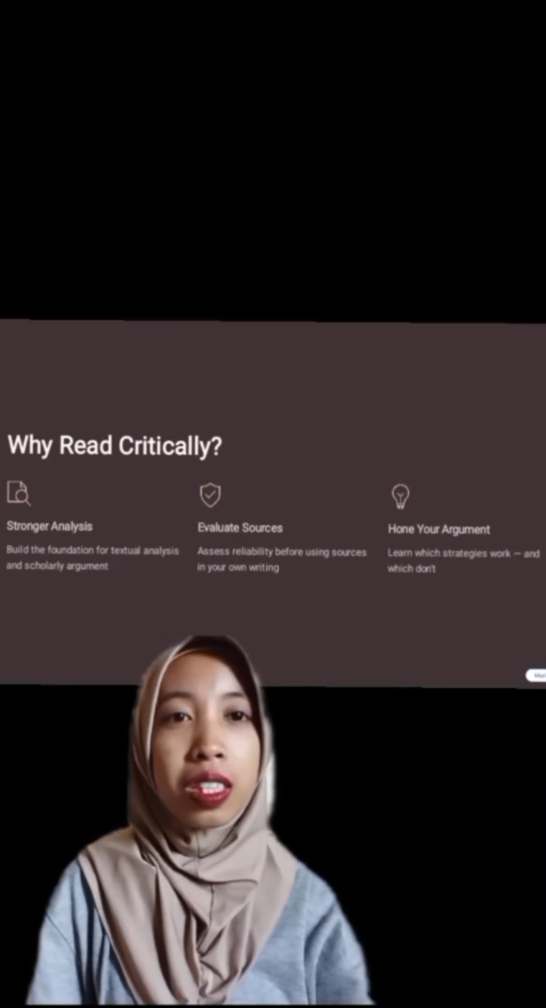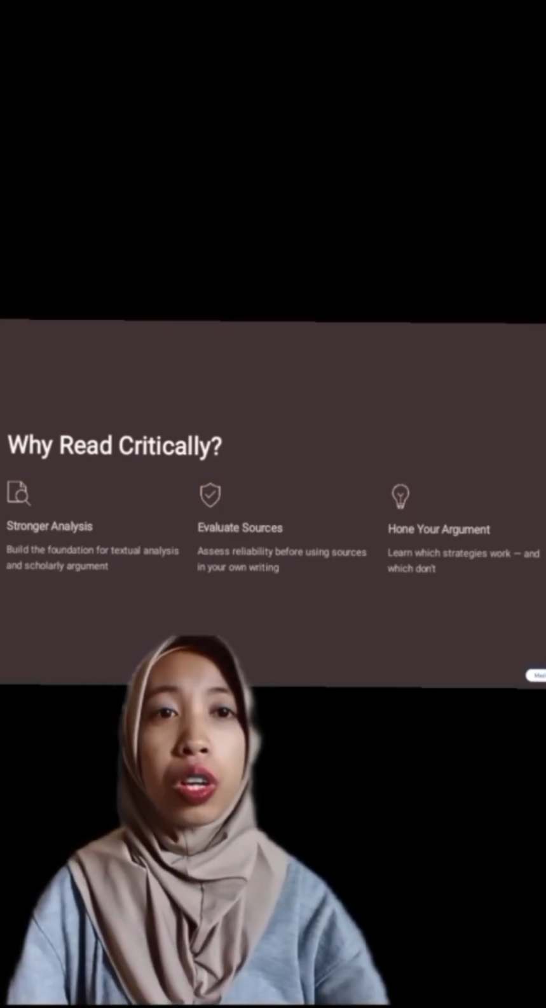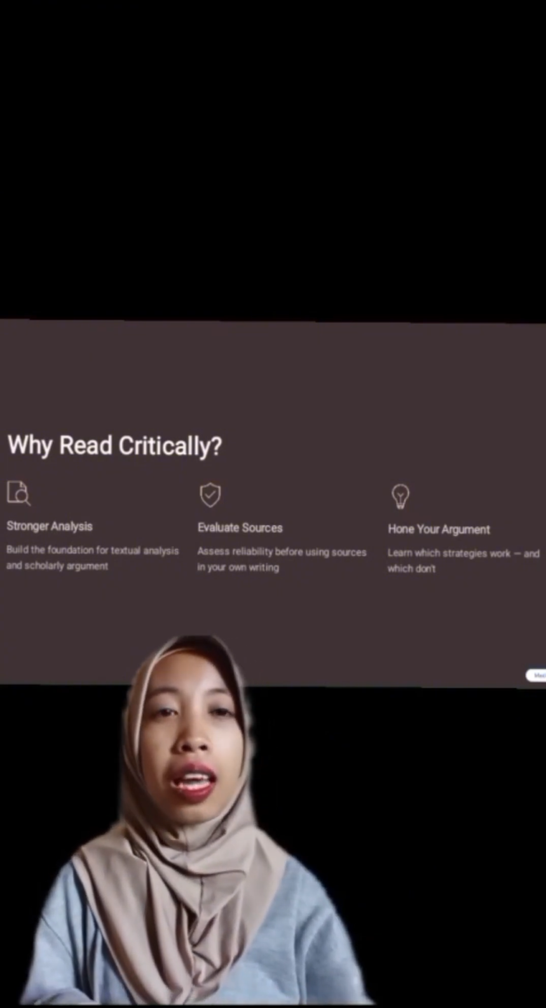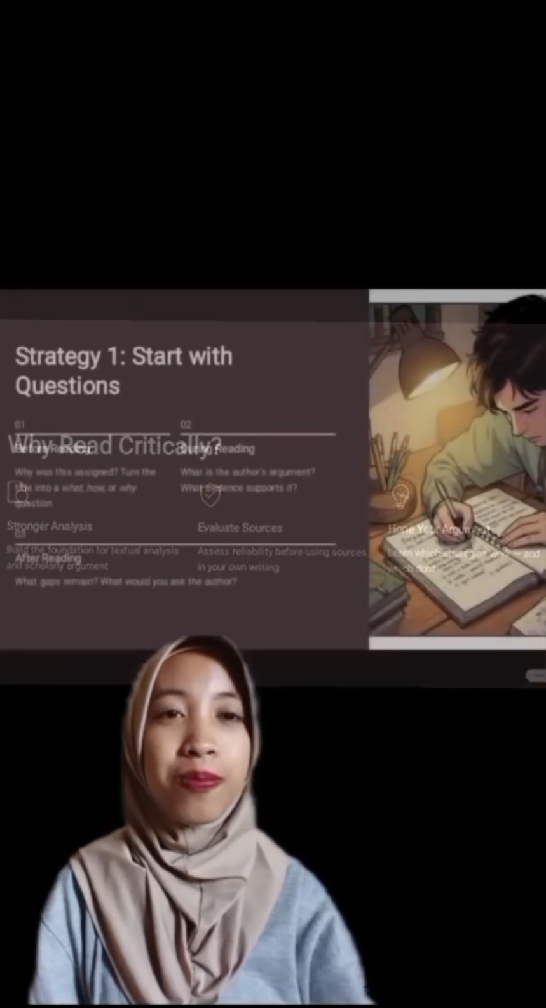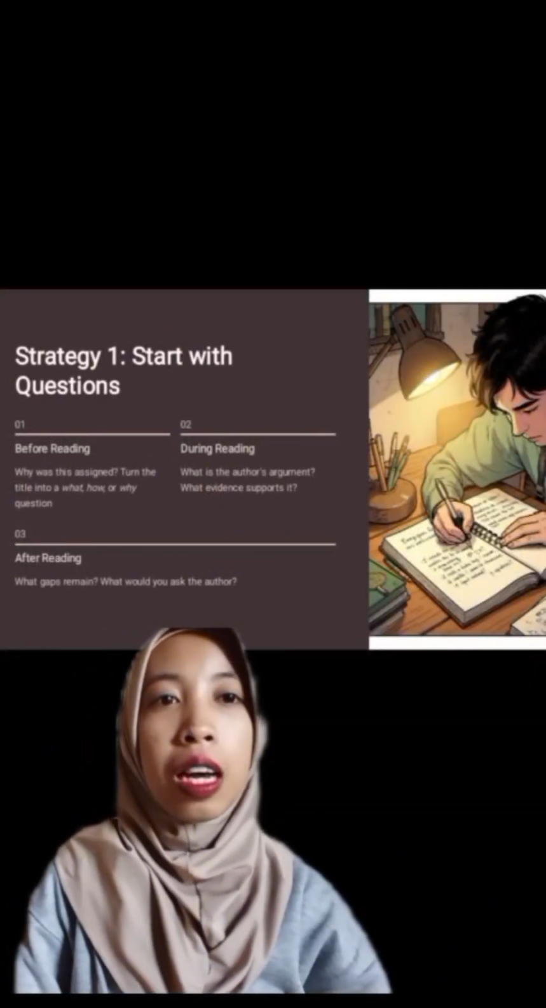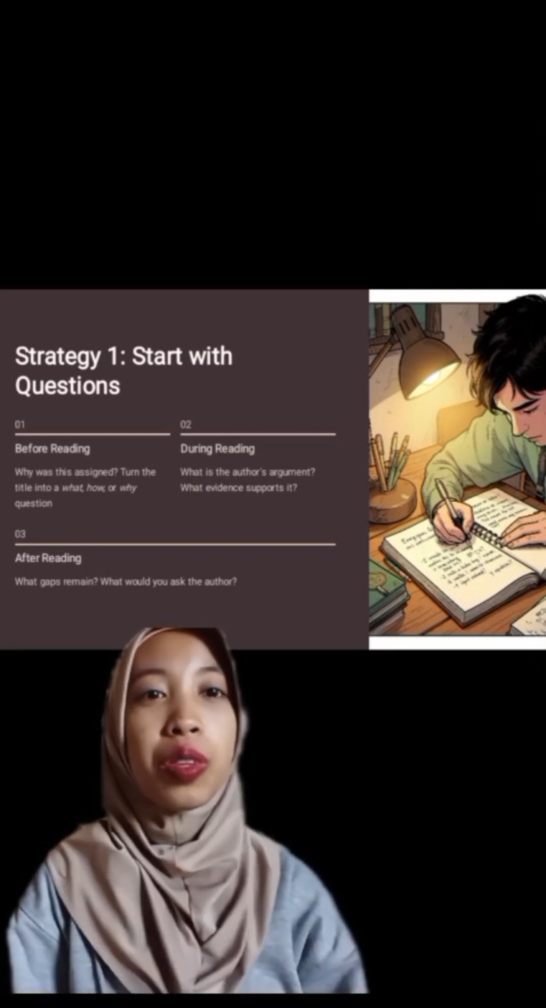Critical reading helps students recognize which strategies are effective and which are not. As a result, students can develop stronger arguments and improve their critical thinking skills. Okay, there are some strategies of critical reading. The first strategy is start with questions.